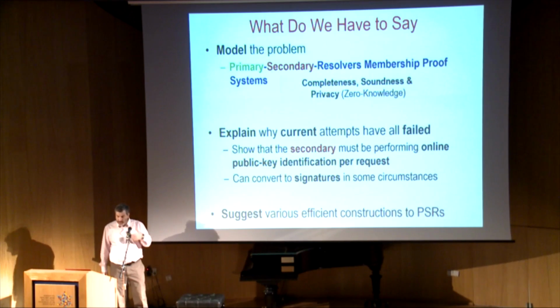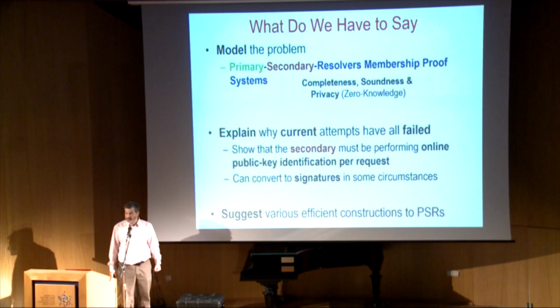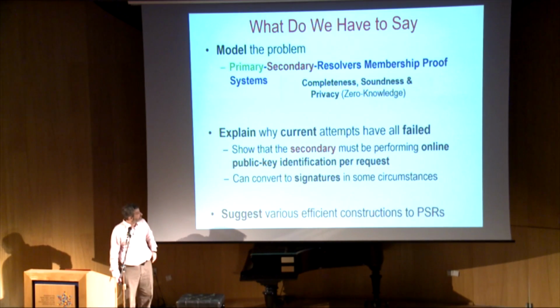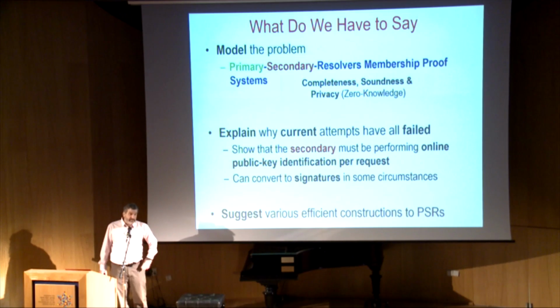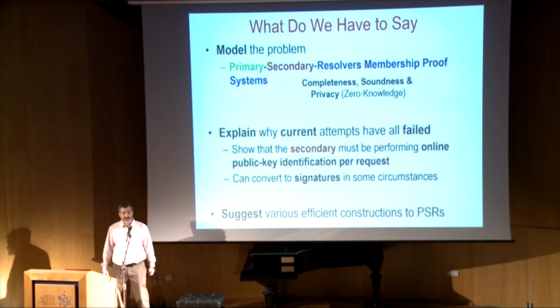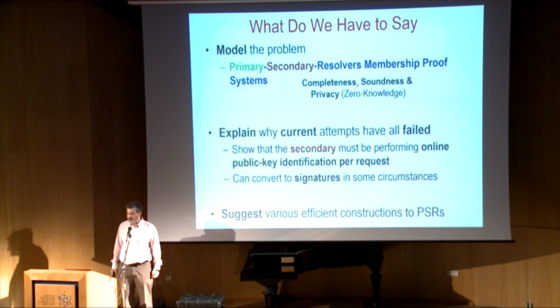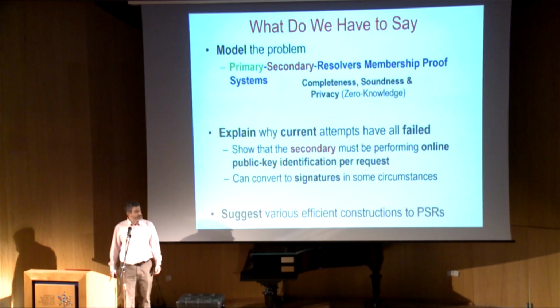The way we show it is by showing that from a PSR, a primary secondary resolver proof system, you can construct an online public key identification scheme. And we don't have things like NSEC3's efficiency for identification schemes. And under the proper beliefs, you can even convert them into signatures. And then we suggest various efficient constructions of PSRs.